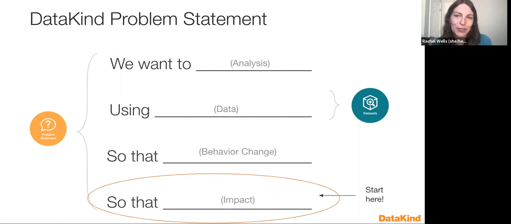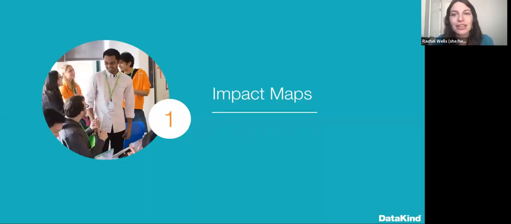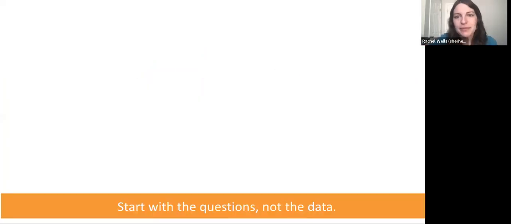And this is how we ensure, as we just discussed, that we're addressing problems that truly make an impact. And this brings us to our first consideration in scoping a data science for good problem, impact maps.